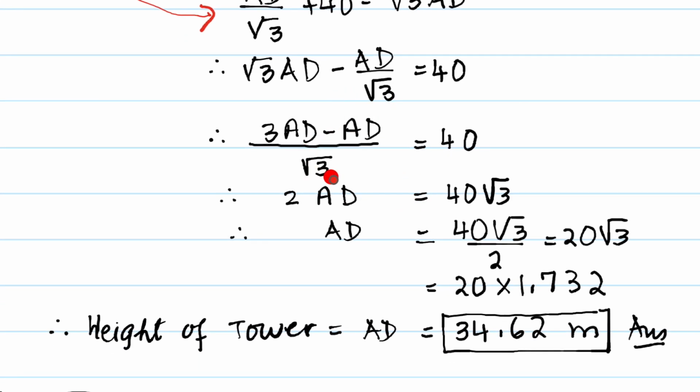Okay, now if you take LCM, root 3 into root 3 gives us 3. So 3 AD minus AD will be 40, and that will give us 2 AD is equal to 40 root 3. Now AD will be equal to, 2 goes that side, it will divide here. So 2 ones are 2, and 2 twenties are 40, so it becomes 20 root 3. Substitute the value of root 3, and that will give us 34.62 meters, and that is our answer.